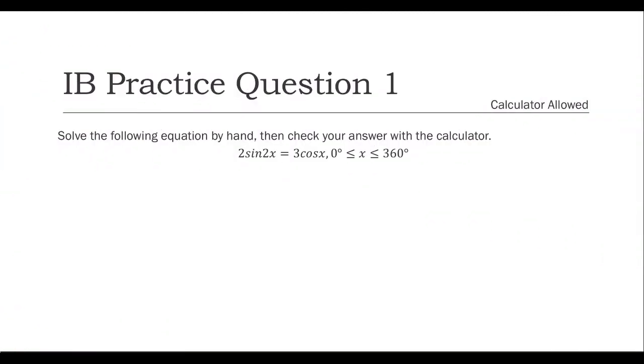So here we have our first IB practice question where the calculator is allowed. It says solve the following equation by hand, then check your answer with the calculator. So we have 2 sine 2x equals 3 cosine of x. We have a double angle here, so we'll swap that out. So we have 2 times our sine of 2x equals 2 sine of x cosine x. So we have 2 sine x cosine x equals 3 cosine x.